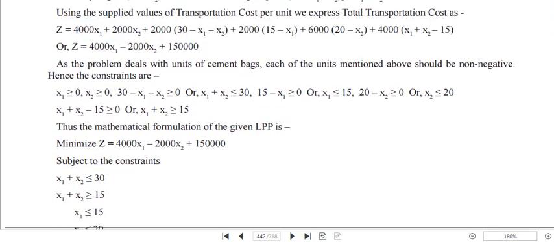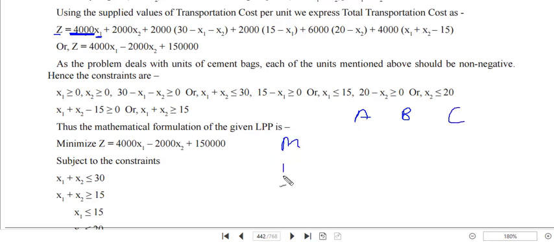The objective function uses 4000 because we have assumed x1 as a unit of per thousand bags. So 4000 is the cost of supplying cement bags per thousand units, right? So 4000 x1, 2000 x2, and 2000 times 30 minus x1 minus x2. You already got that from the table, because I am just writing it again.